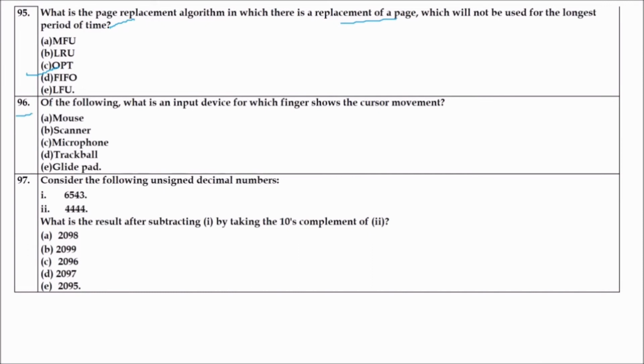Next is, of the following, what is an input device for which the finger shows the current movement? Finger. The answer is glide pad.